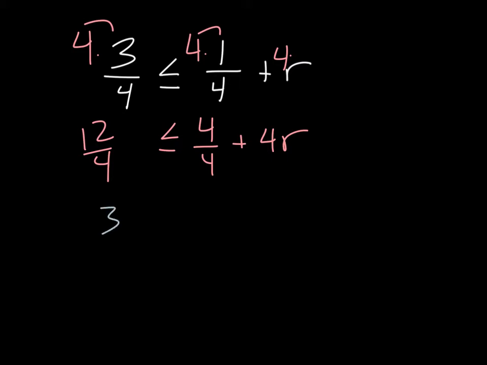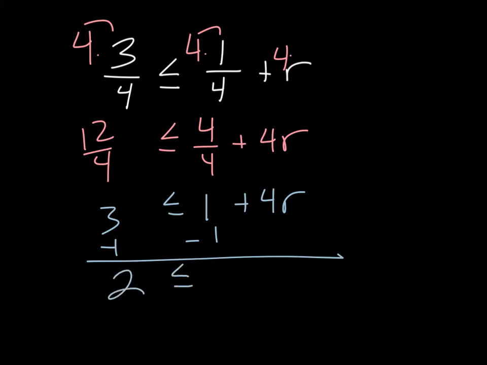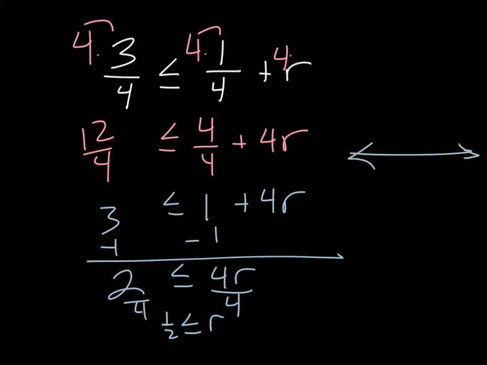12 divided by 4 is 3, less than or equal to 4 divided by 4 is 1, and of course bring down your 4r. We're going to subtract 1, and I get 2 is less than or equal to 4r. Then I'm going to divide by 4, and then r is going to be greater than or equal to 1/2. When I graph it, it's going to be solid, and all the r's are going to be greater than, so I'm going to go to the right.